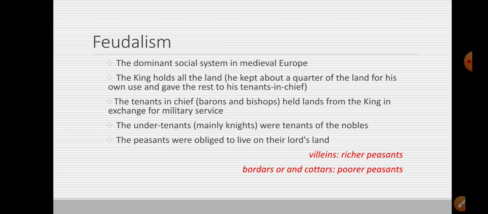They took care of this land. Now the tenants in chief, these were the barons or the bishops, they held the lands from the king in exchange for military service. Now the under-tenants, who were mainly knights, they were tenants of the nobles, the barons, and the bishops as well. All right, and the peasants were obliged to live on their lord's land. They also paid rent, and they produced the food. Now, villeins are richer peasants, and borders or cotters are poorer peasants.